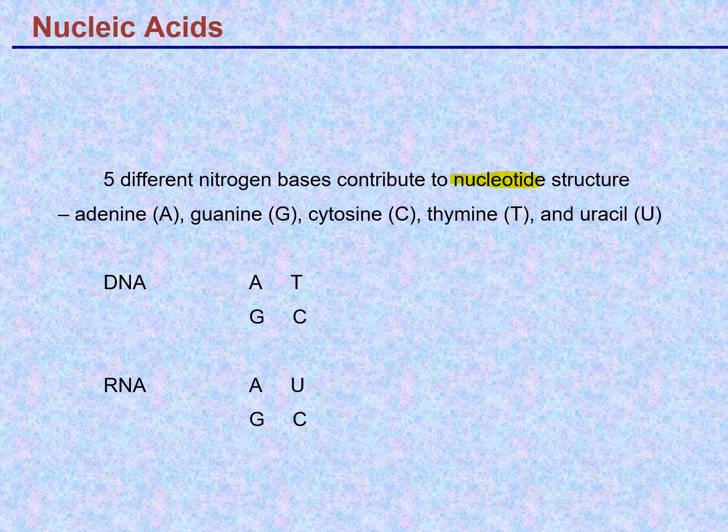There are 5 different nitrogen-containing bases. In DNA, it is A, G, T, and C. So A, T, G, and C. And those letters represent these nitrogen-containing bases. And in RNA, instead of T for thymine, we have a U, or uracil. So RNA is made of AUGC. So ATGC and AUGC.